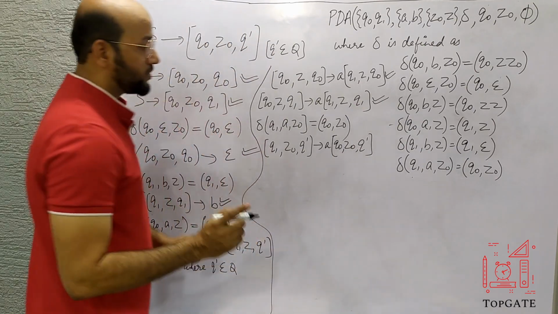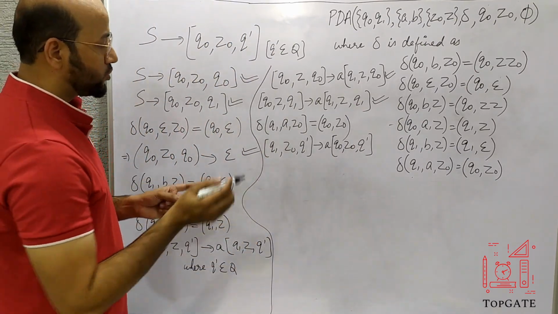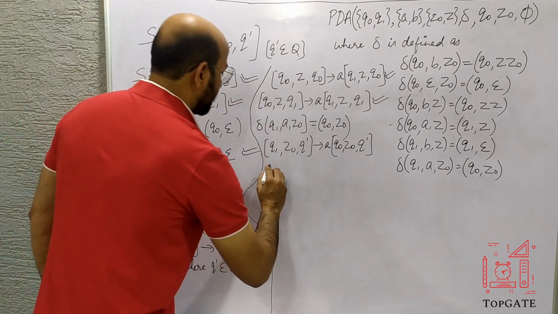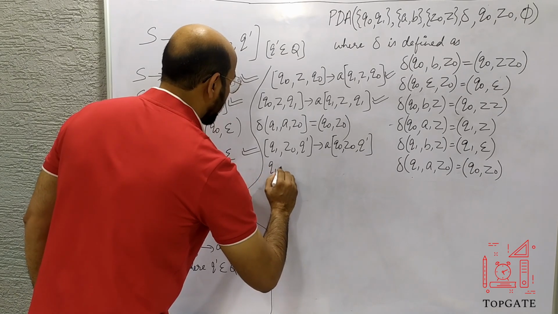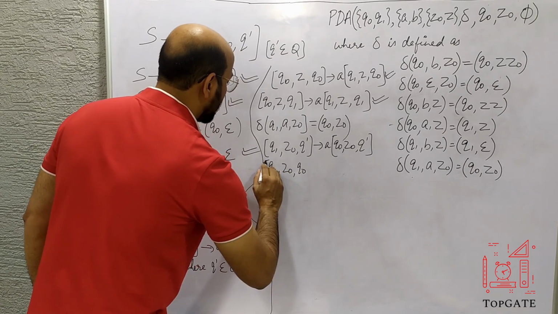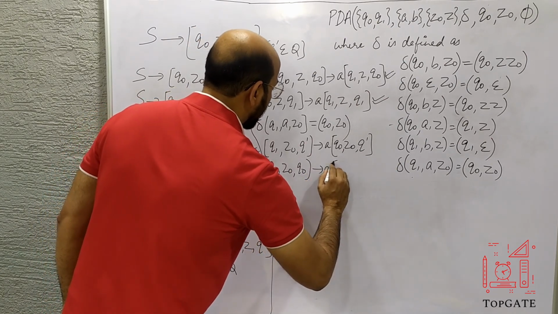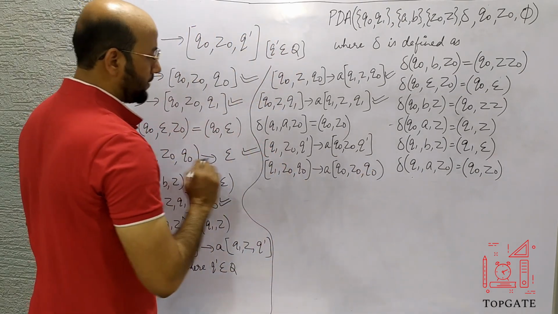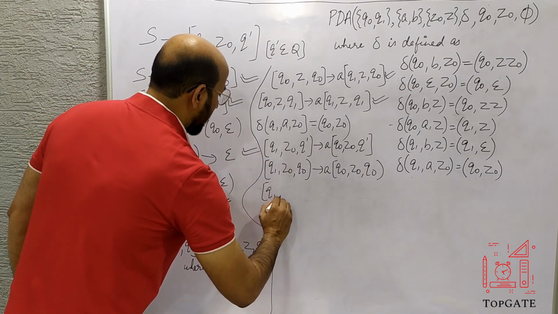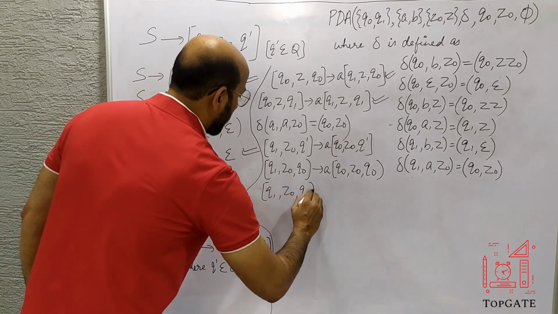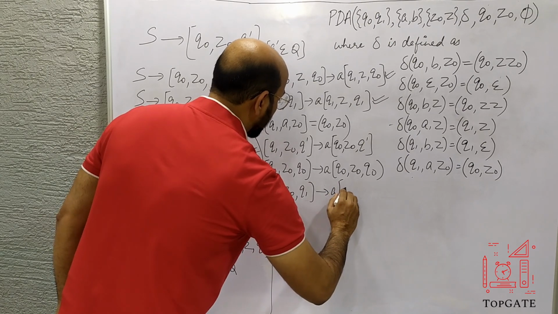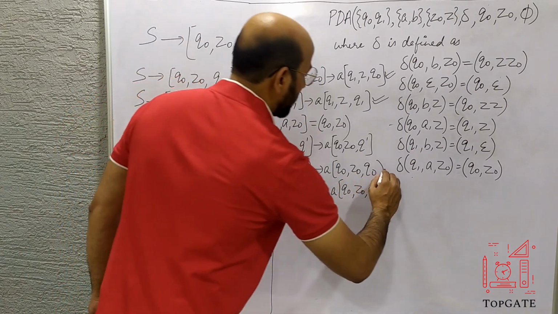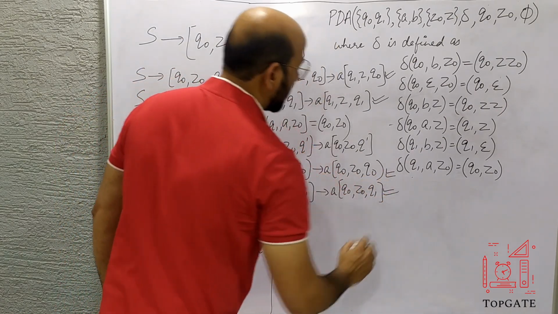So I'll get q'. Now what is q'? q' belongs to capital Q again. So once I'll take it as q0, once I'll take it as q1. So the rules that I'll get will be [q1, Z0, q0] gives A into [q0, Z0, q0], that is the same thing. Again I'll take it as q1: [q1, Z0, q1] gives A into [q0, Z0, q1]. So this will be included in the final list.